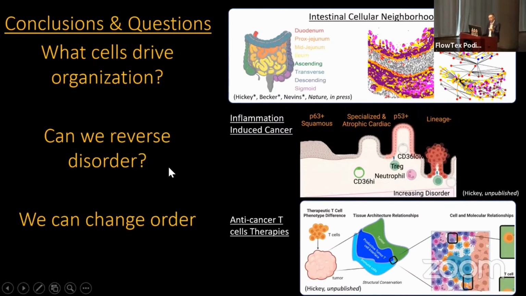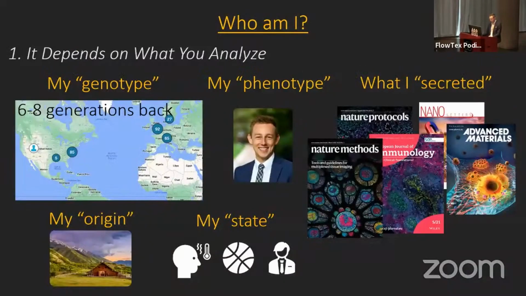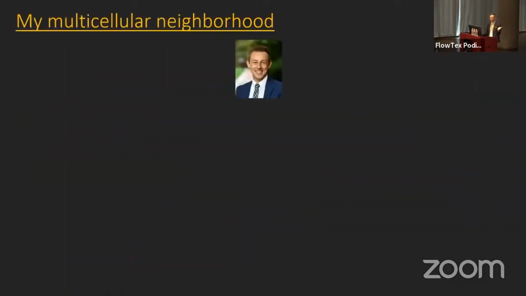But these are largely correlative studies, and I think that we need to start thinking about what things we are going to measure about a cell that allow it to change its microenvironment. And I shared this at the beginning when describing who I was: it's important what we measure. One of the things that has defined my time in my postdoc and a lot of this work is my own multicellular neighborhood.